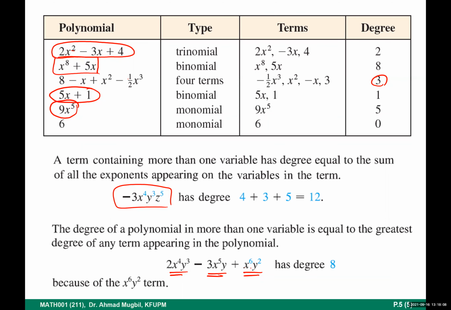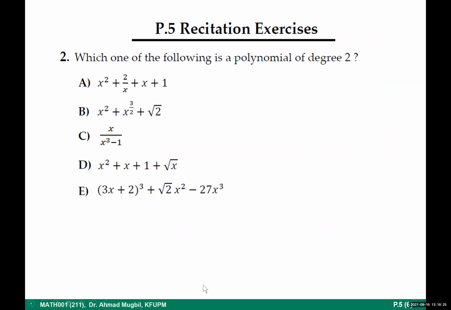So it is, in fact, the power or the degree of the highest term. So here, the degree of this term is 7. The degree of this is 6. The degree of this is what? 8. So the degree of this polynomial is what? 8. It is 8.